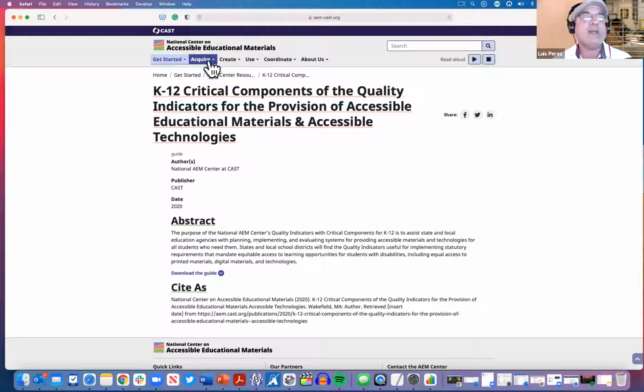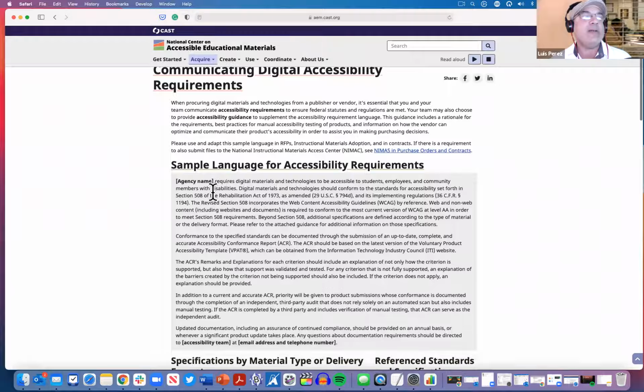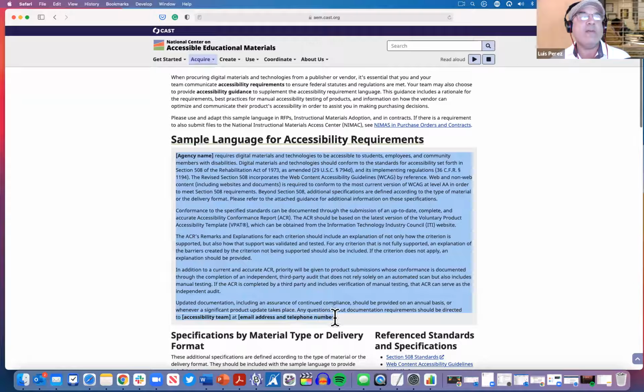So we have this Acquire tab. It's the second tab from the left. And let me start with communicating accessibility requirements. And then we'll see if some of this gets at what a couple of you have brought up. So the first thing here is that there is some sample language here. So take a look at that sample language. That could be really helpful. It may answer some of the questions that you have, and this is something you can share as well.